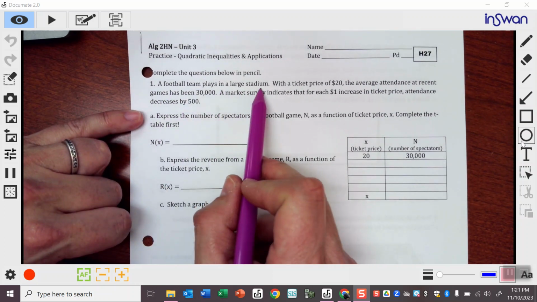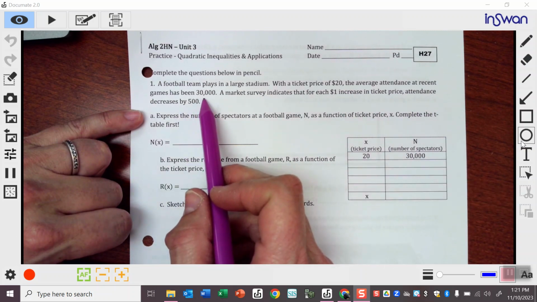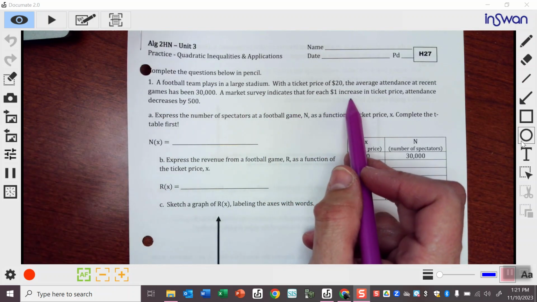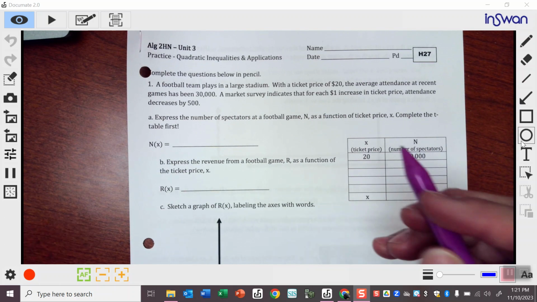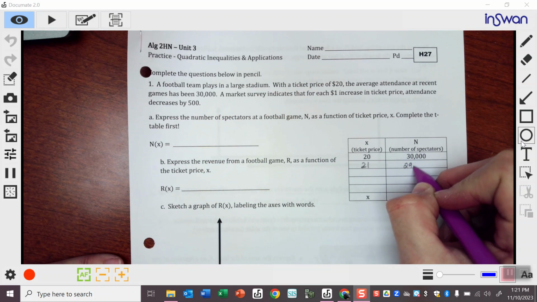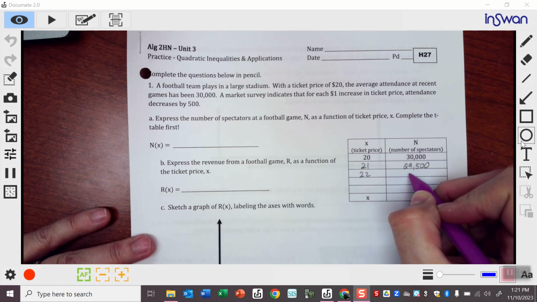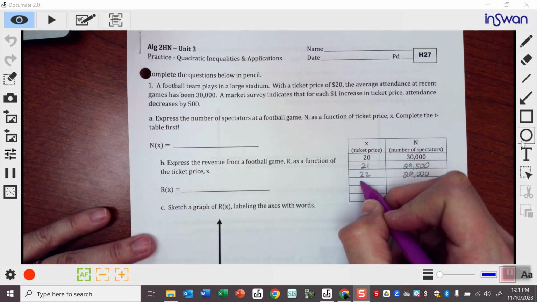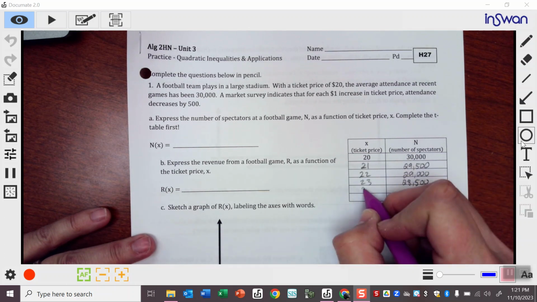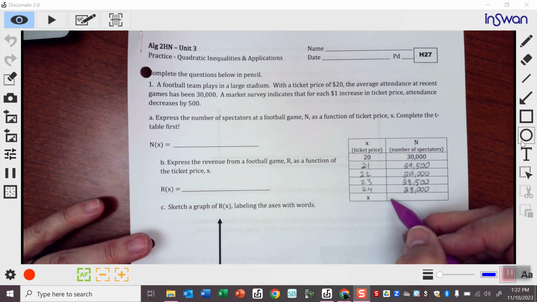So a football team plays in a large stadium with a ticket price of $20. The average attendance has been 30,000 people. All right, so that's your piece here. A survey indicates that for each dollar increase in ticket price, so every time you increase the ticket $1, like say 21, the attendance decreases by 500. So this will go down to 29,500. So 22 would be 29,000. 23 would be 28,500. 24 would be 28,000.